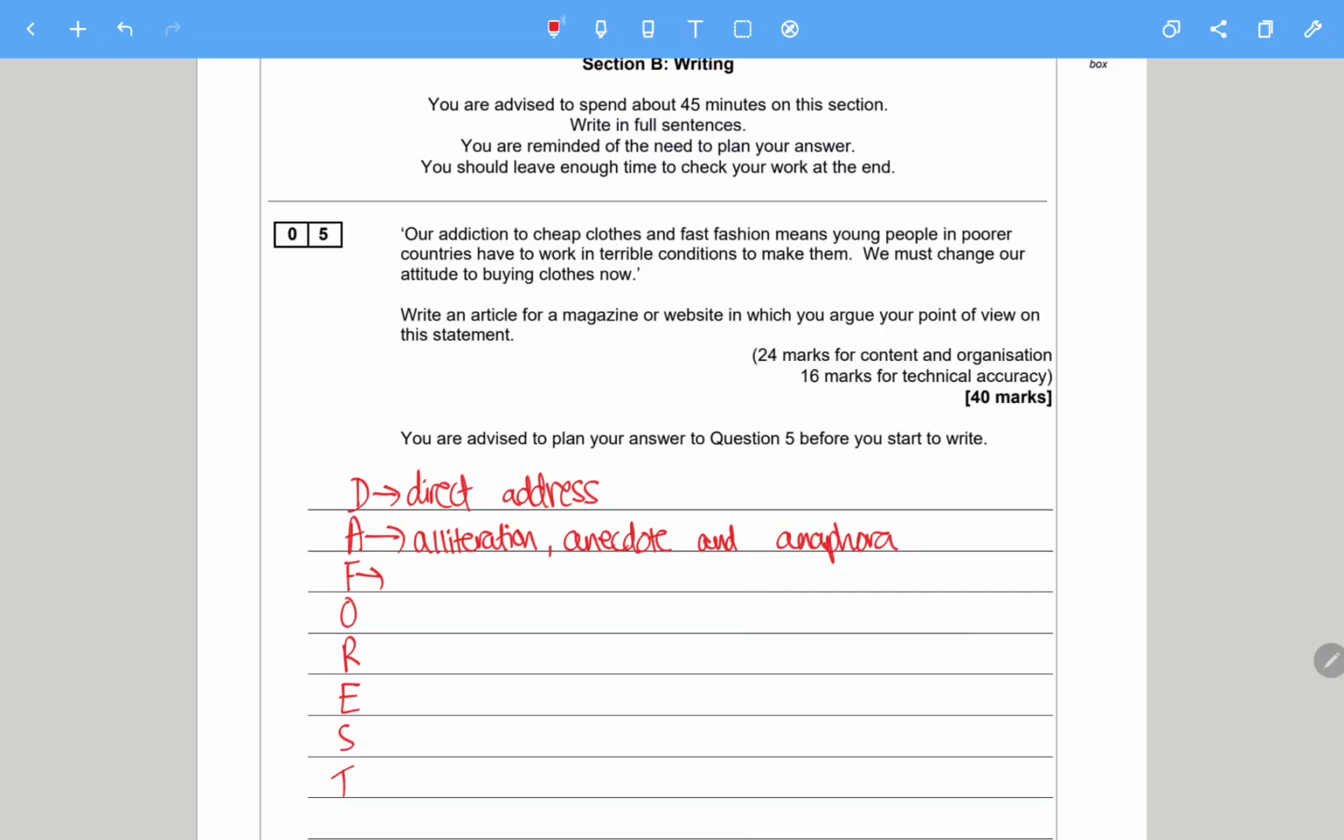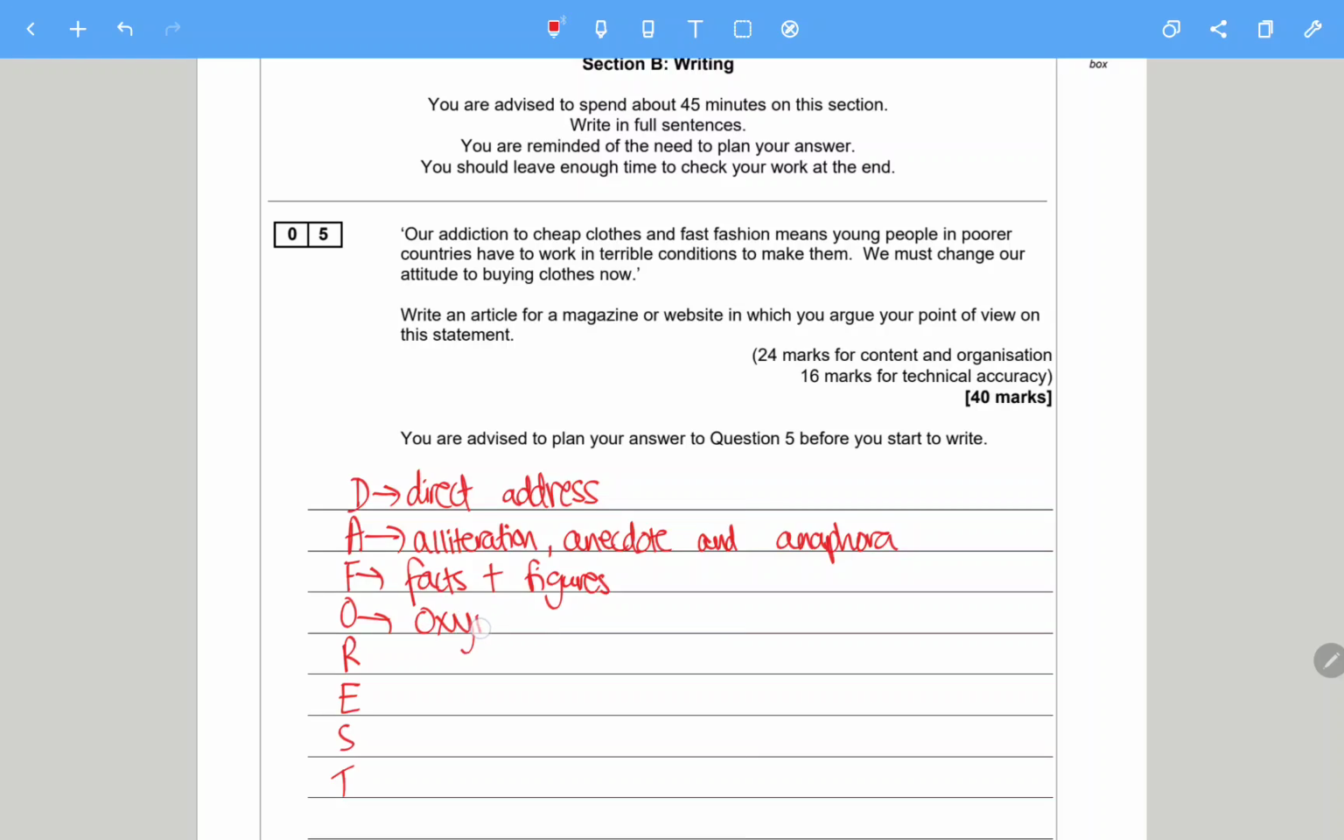Alliteration is when you have two or more words that start with the same first letter. An anecdote is a short personal story that is used to reflect your point of view. Anaphora is a form of repetition when a particular sentence is repeated throughout your article. F, we've got facts and figures. So facts and figures again is using true statements, okay, and figures obviously using numbers to back up your point.